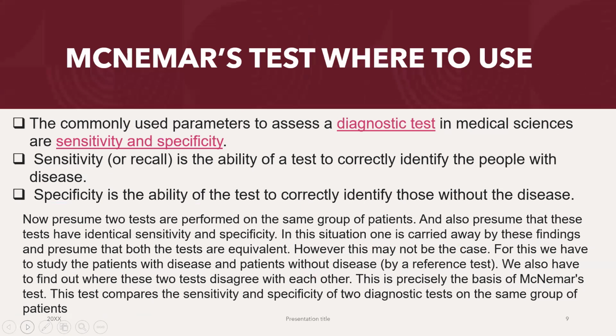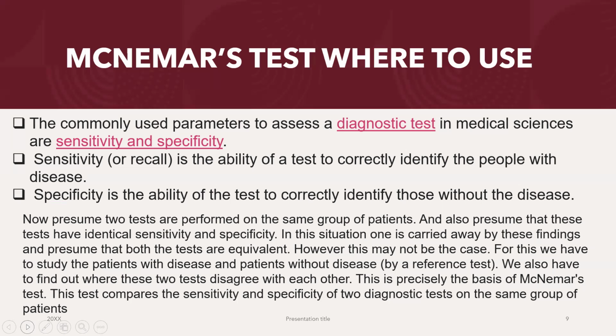So McNemar's test, where to use it? The commonly used parameters to assess a diagnostic test in medical sciences are, as everybody knows, sensitivity and specificity. Sensitivity, or recall, is the ability of a test to correctly identify the people with the disease. And specificity is the ability of the test to correctly identify those without the disease.